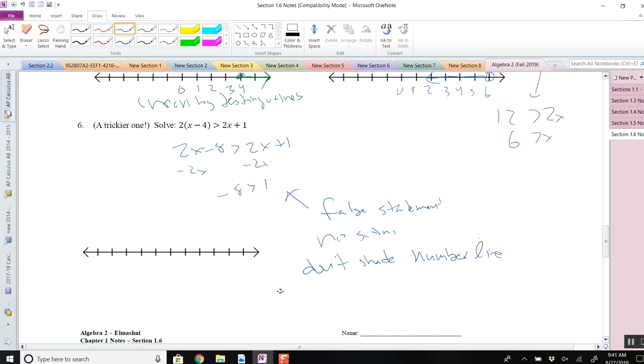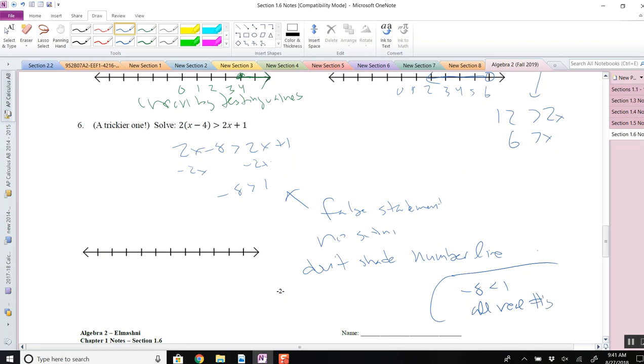You can put whatever you want. The left side will never be bigger than the right side. So it's just impossible. So sometimes that can't happen. Now, if you got the reverse, just so you know, if we had this, then you would say the answer is all real numbers. So something to keep in mind.